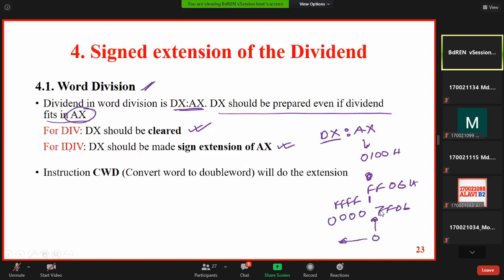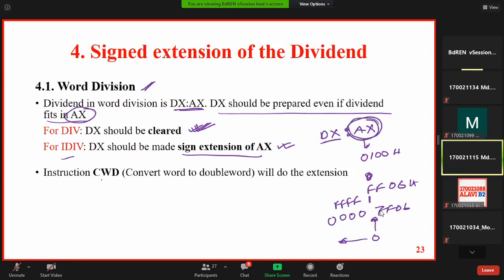That's what he's saying. So in case of unsigned, DX should be cleared. But in case of signed, the sign extension, that means the MSB of AX should be extended to DX. So in which case? It is the case where your dividend will fit into AX. Is it clear to you? So we have this instruction CWD, convert word to double word, which will do the extension.